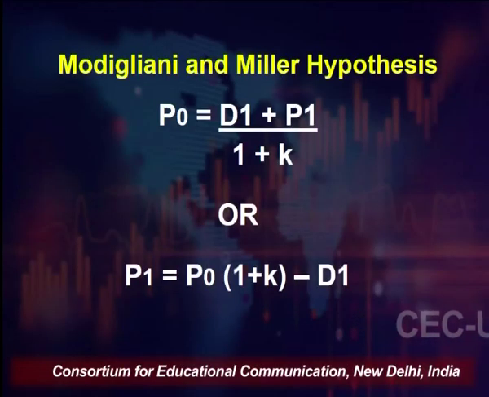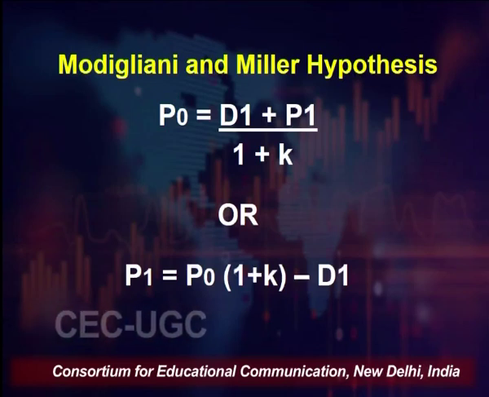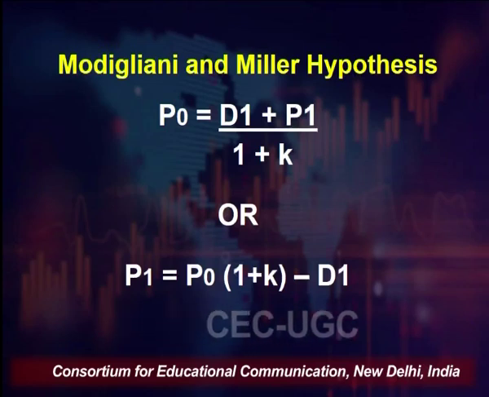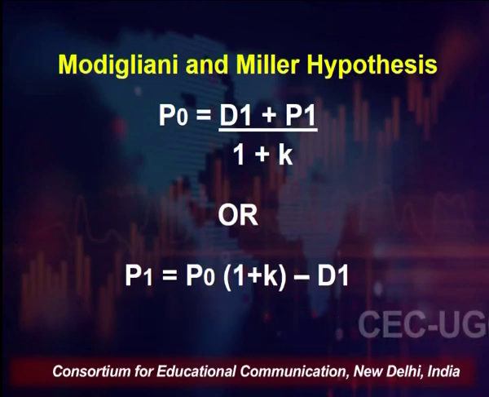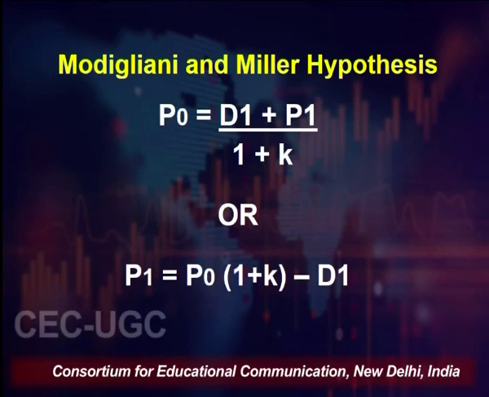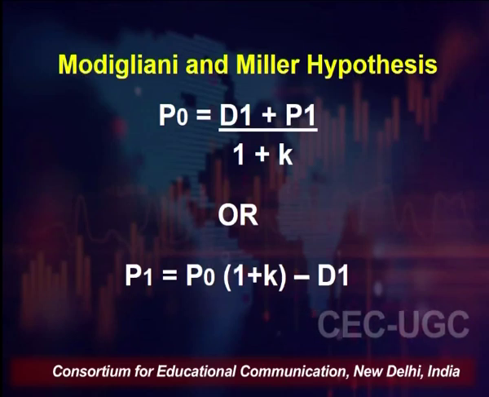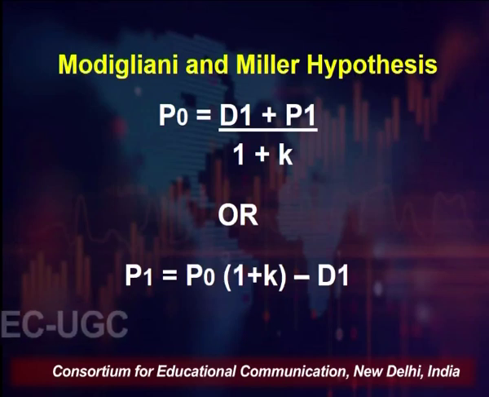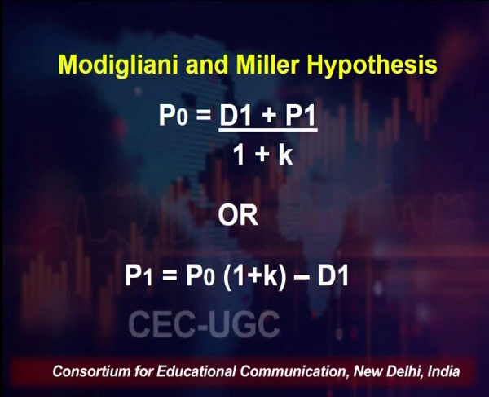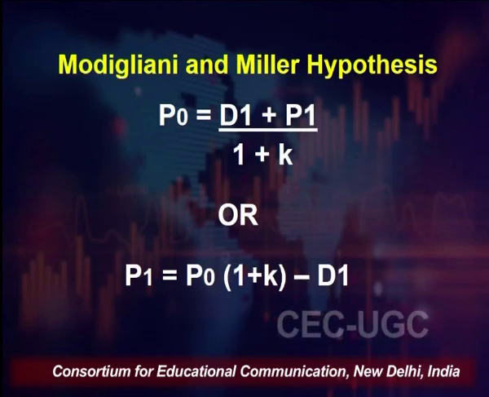So, keeping these assumptions in mind, Modigliani-Miller proposed this equation for calculation of the market price of a share, where the present price of the share P0 is equal to D1, that is the dividend declared at the end of first year, plus the expected price P1 at the end of first year, divided by 1 plus k. We are dividing it to convert it into present value terms, because D1 and P1 are the expected values that we may get at the end of first year.